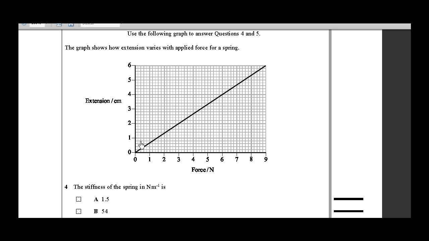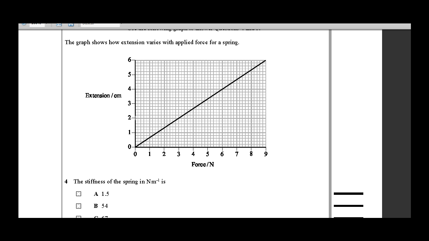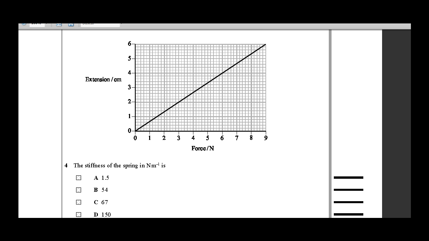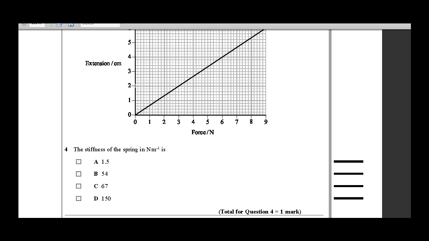That's okay. Sometimes you get this where it starts from somewhere on the y-axis, and that is normally because it says absolute length or total length, not extension. It's good to see a straight line. It means that it's obeying Hooke's law. We haven't gone past the elastic point or the proportionality limit.